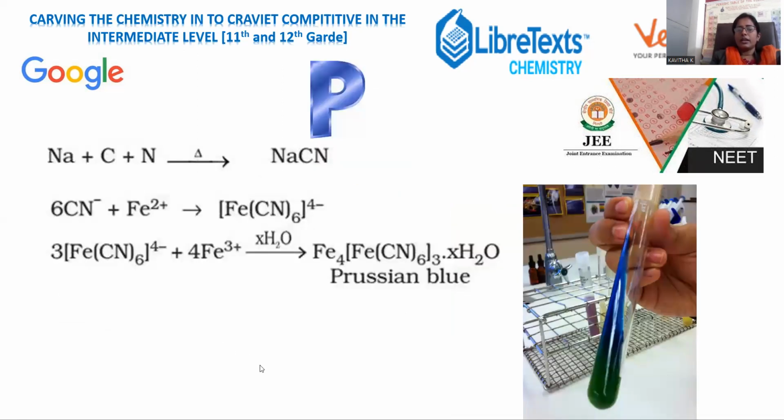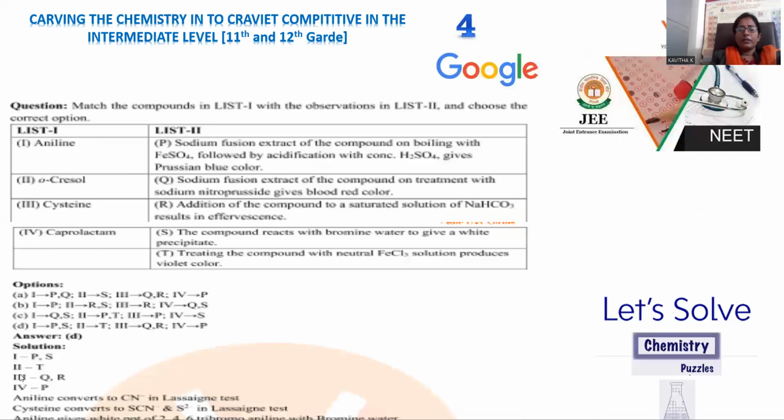This is the way you can analyze, right? For cresol, the correct option will be T. Treating with neutral FeCl3 produces violet color. Just now we saw violet coloration in the test tube. That's correct. Move on to cysteine.